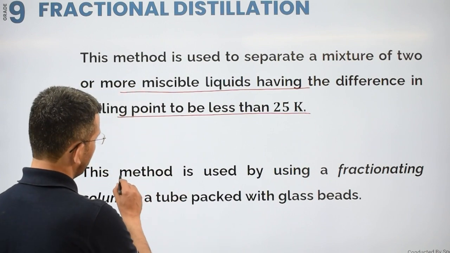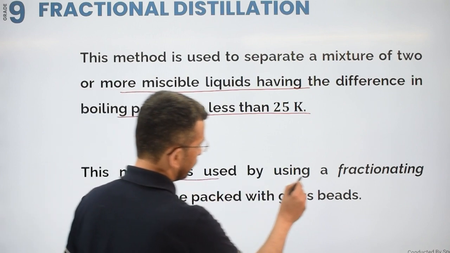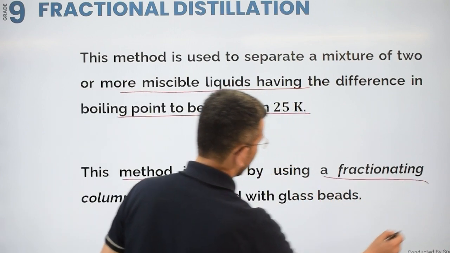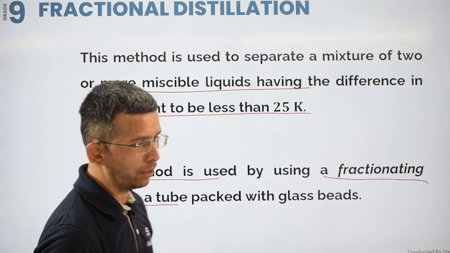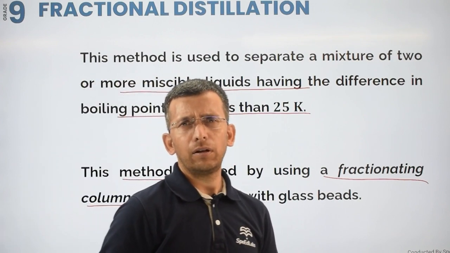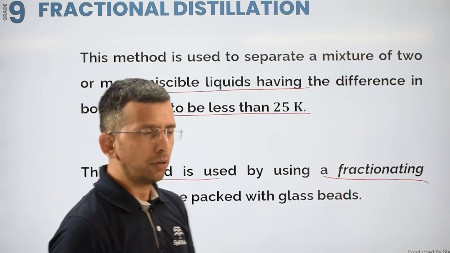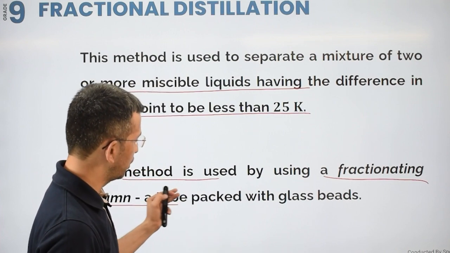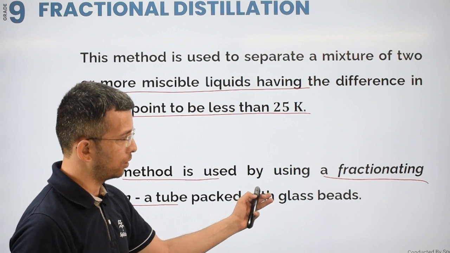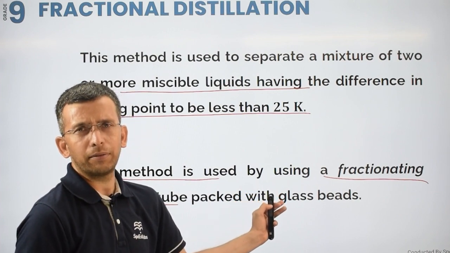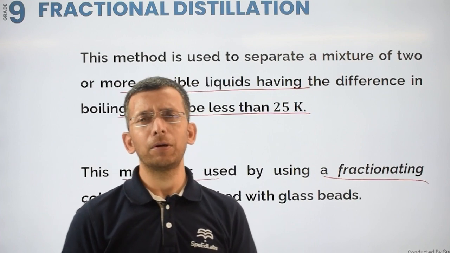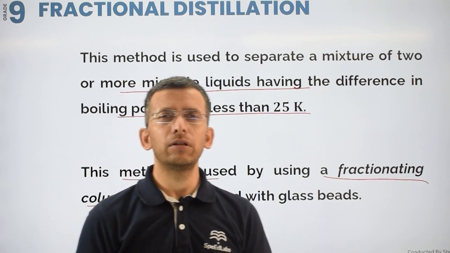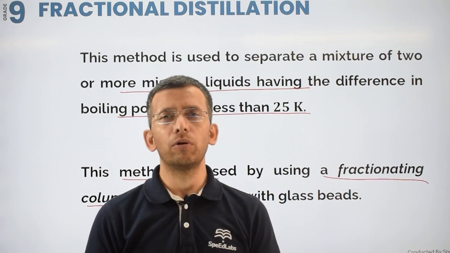So this method is used by using a fractionating column. This fractionating column is available in a lot of designs, in a lot of options also. Basically this could be a glass tube which is packed with glass beads also. This is another way. One of the classical and one of the best examples of the fractional distillation is the fractional distillation of crude oil.